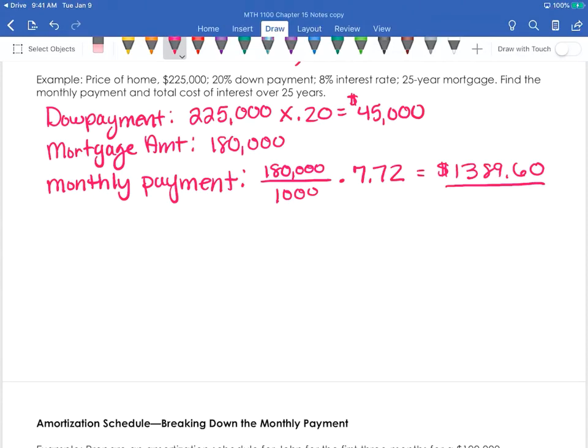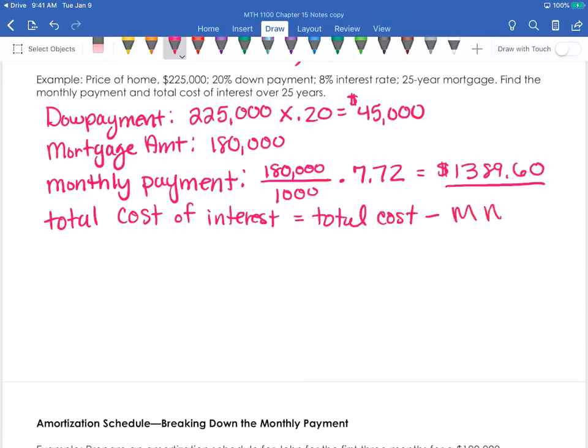Okay, now to find the total cost and interest, I have to find the total cost that I'm paying over time. And I'm going to abbreviate MA for mortgage amount. I'm going to subtract off the amount that I borrowed, and whatever is left over that's over the amount that I borrowed is going to represent the amount that I'm paying in interest.